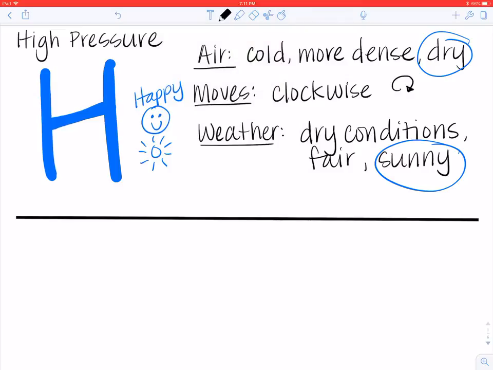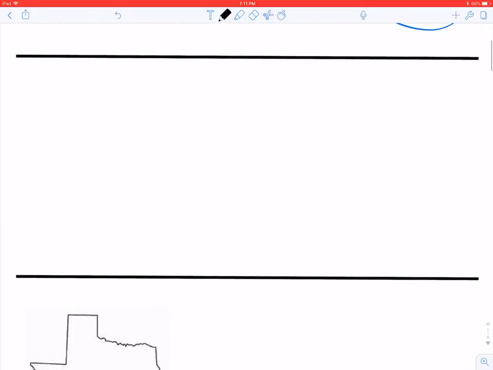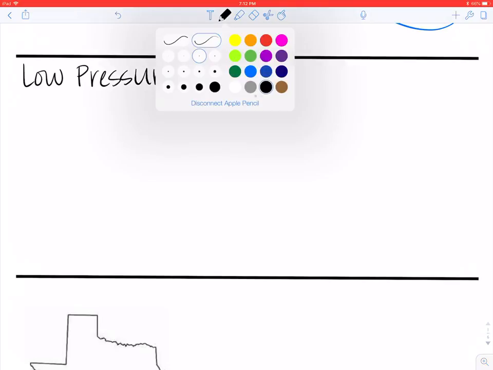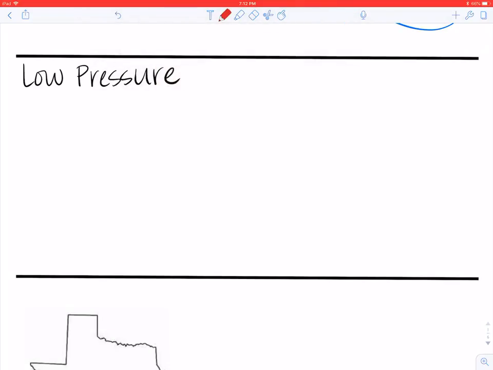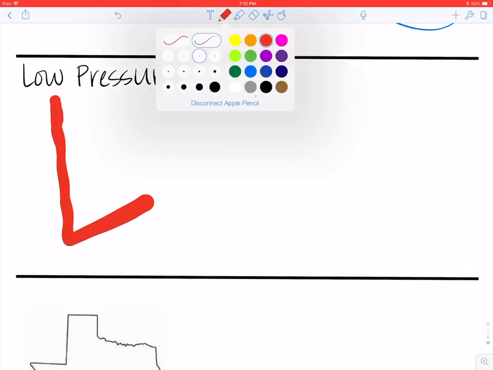Let's move on to the next box. Let's talk about low pressure. Do you remember the symbol and color of a low pressure? Excellent. It is a red L.